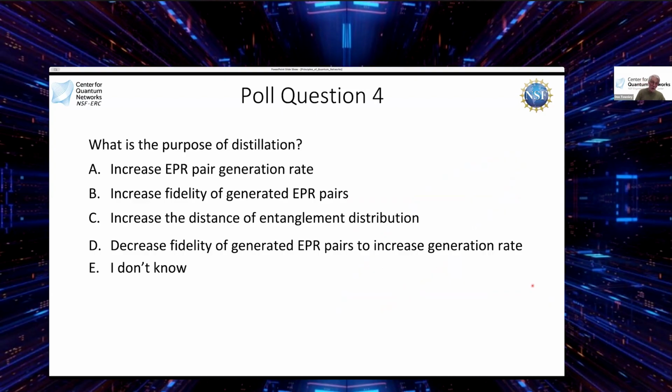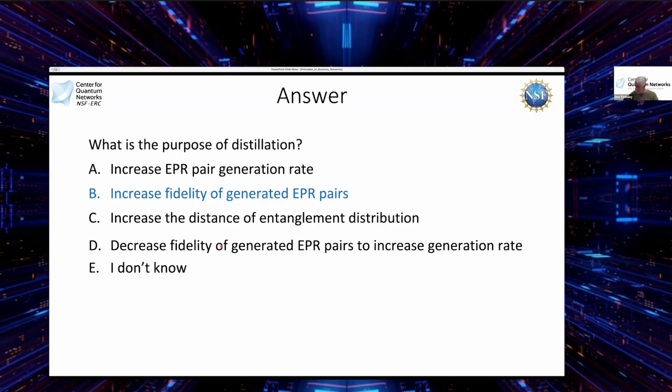So that brings us to the fourth poll question. I just want to make sure you understand the purpose of distillation. Look at the choices: it increases EPR pair generation rate, it increases fidelity, it increases the distance of entanglement distribution, it decreases fidelity of generated EPR pairs so that you can increase the generation rate, or you're not sure.